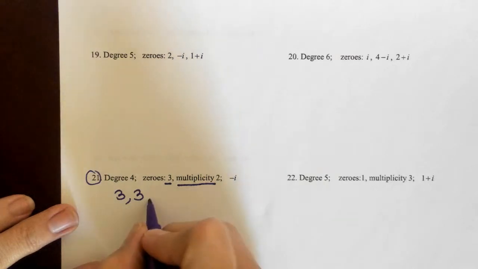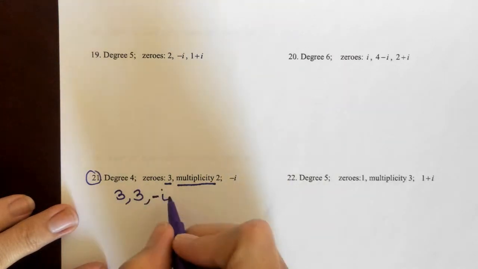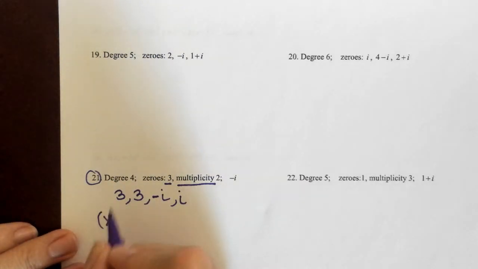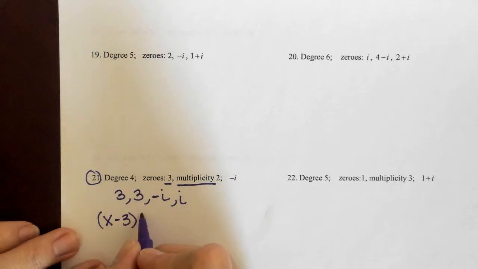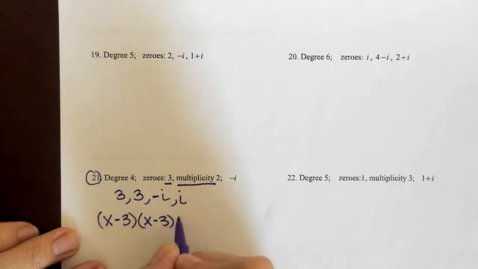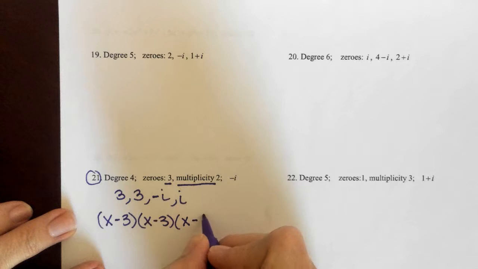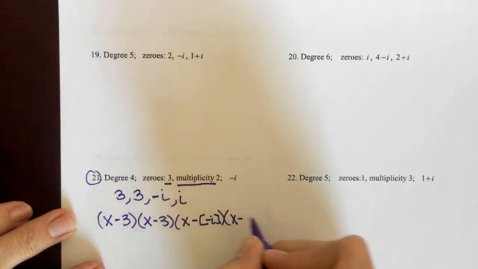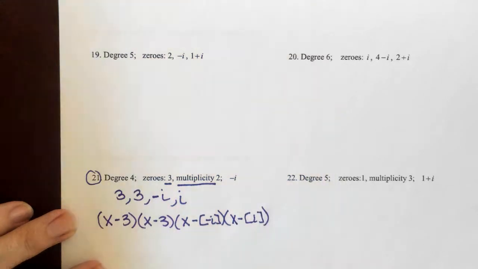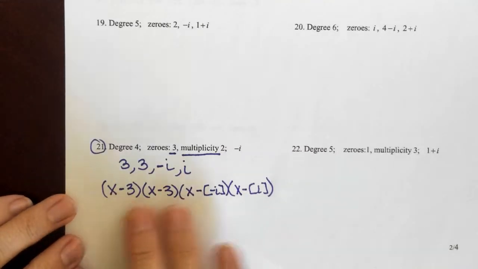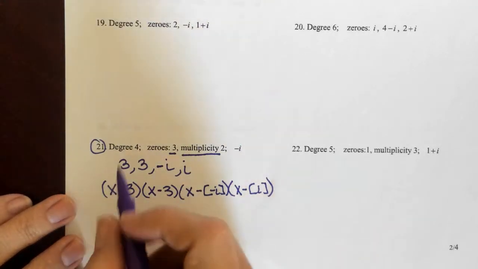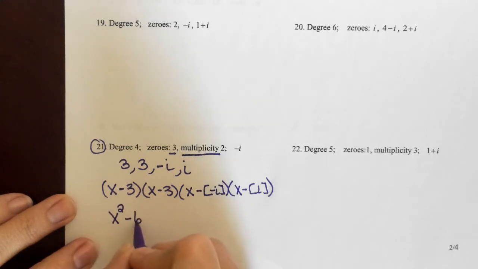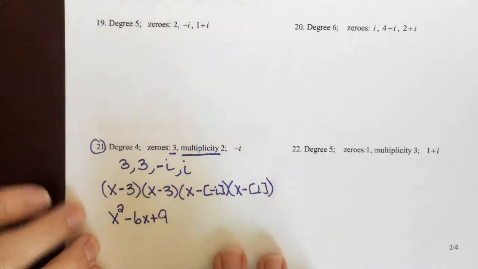They also tell me I have a 0 at negative i, and because of conjugate pairs, I'm also going to have one at positive i. So now I'm going to go write my factors. Remember, it's always the opposite. So I've got x minus 3 times x minus 3 times x minus a negative i. I'll simplify that later. And then x minus a positive i. And then from here, we're going to FOIL these two, and then multiply them together. Well, x minus 3 times x minus 3, we can FOIL in our head. x squared minus 6x plus 9.